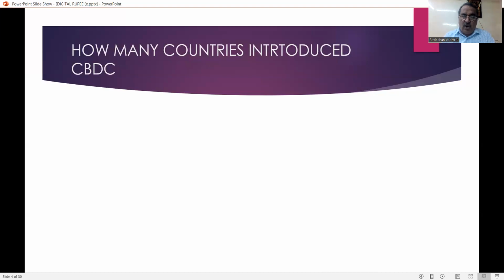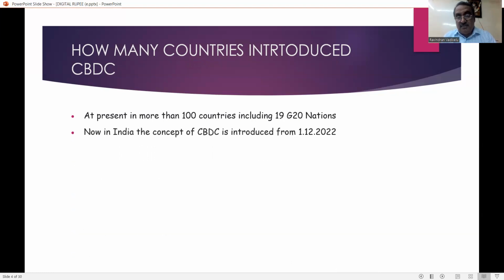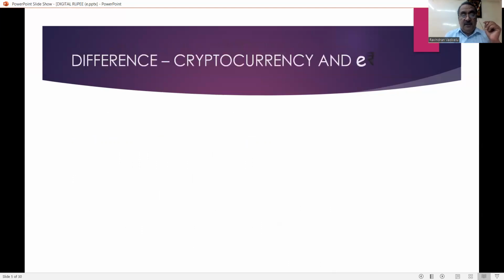Now, before going to that, how many countries have introduced CBDC, Central Bank Digital Currency? At present, in more than 100 countries, the concept of CBDC is there, which includes 19 of the G20 nations also. Now, in India, the concept of CBDC is introduced from 1/12/2022. This is the first time our India has launched the concept of CBDC.